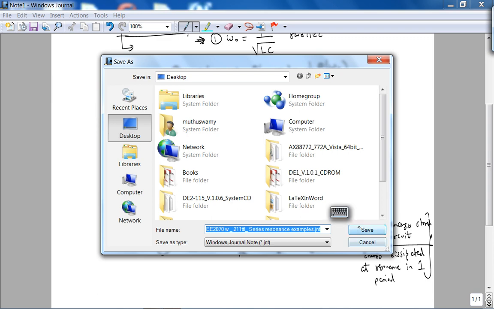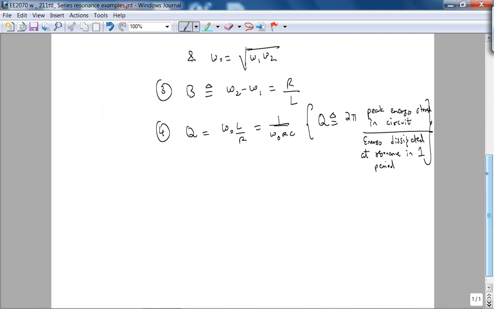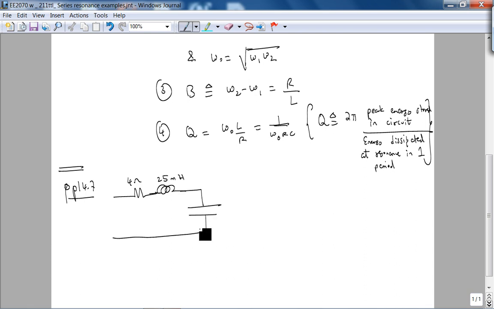So let me just put this on the desktop, the file. So let's do an example problem, which is practice problem 14.7. So the question is, here is a series resonance circuit, 25 millihenry, and R is 4 ohms. This is C. So part A is find the value of C if the quality factor should be 50.